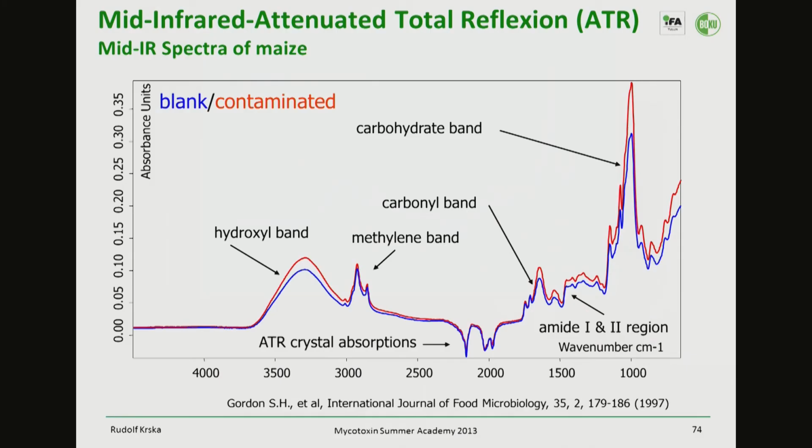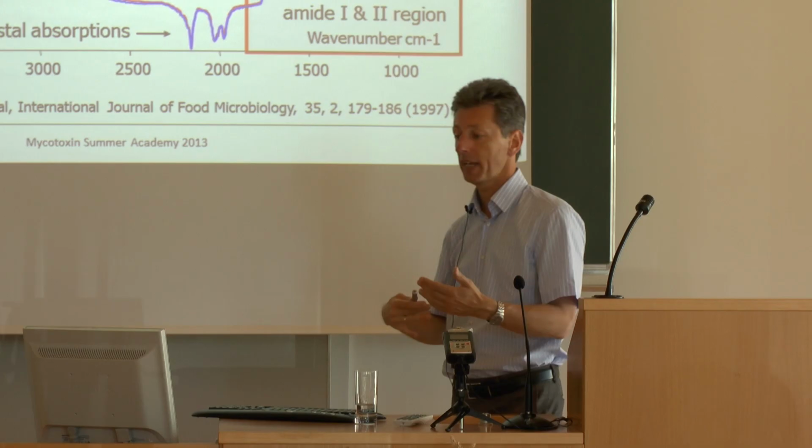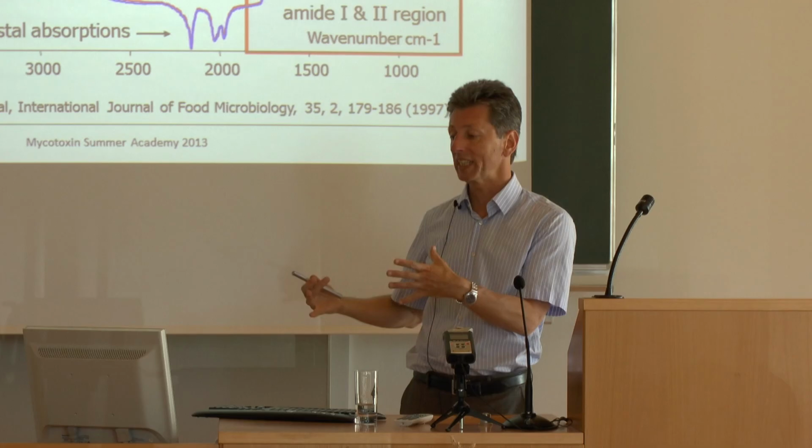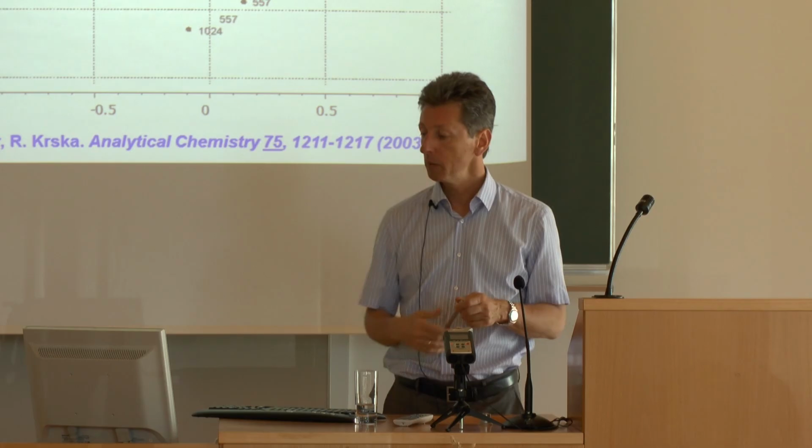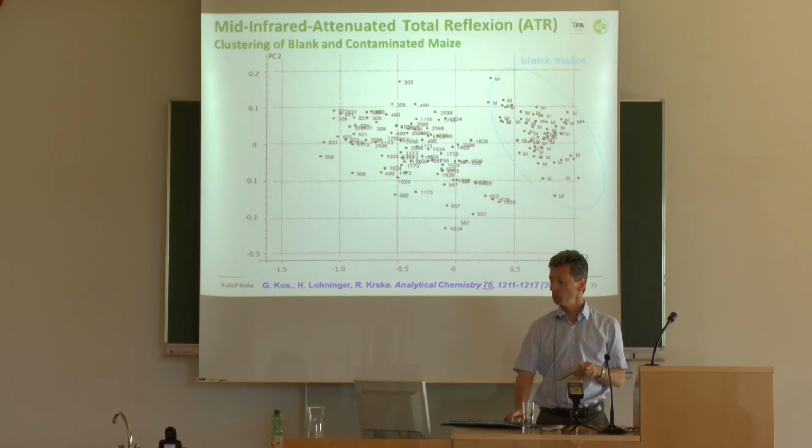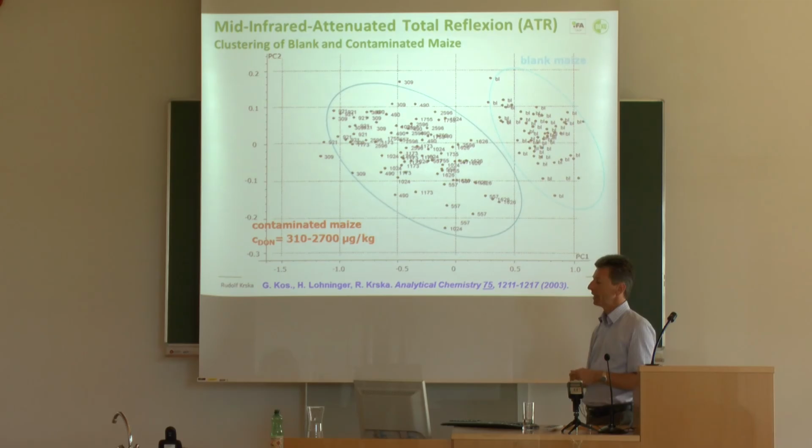So you need chemometric evaluation, looking into the carbohydrate bands, the carbonyl bands, and also the amide region, which is protein. Once there is a toxin, a fungus there, then the protein content might change. Also the protein composition of the material might change. And believe it or not, after chemometric evaluation you can distinguish between blank mace and contaminated mace down to 300 microgram per kilogram in this region.